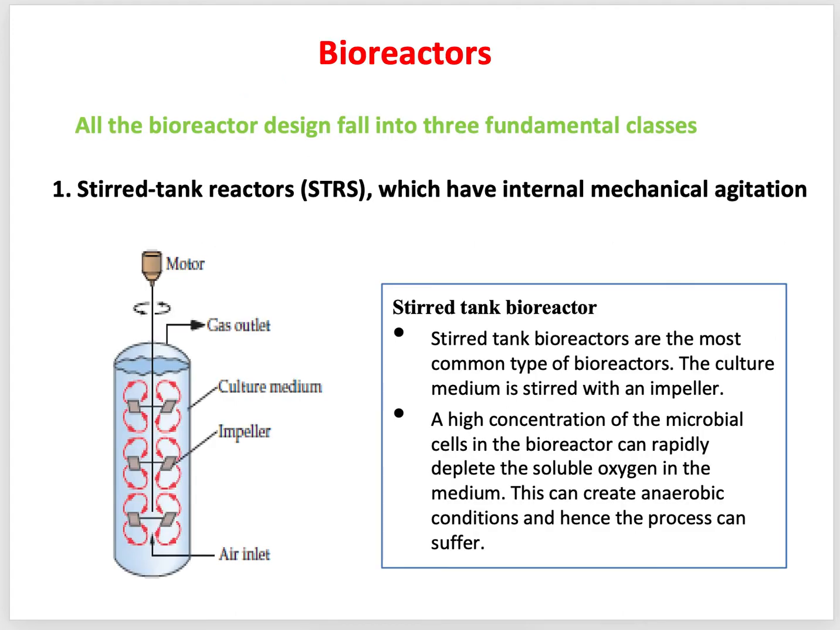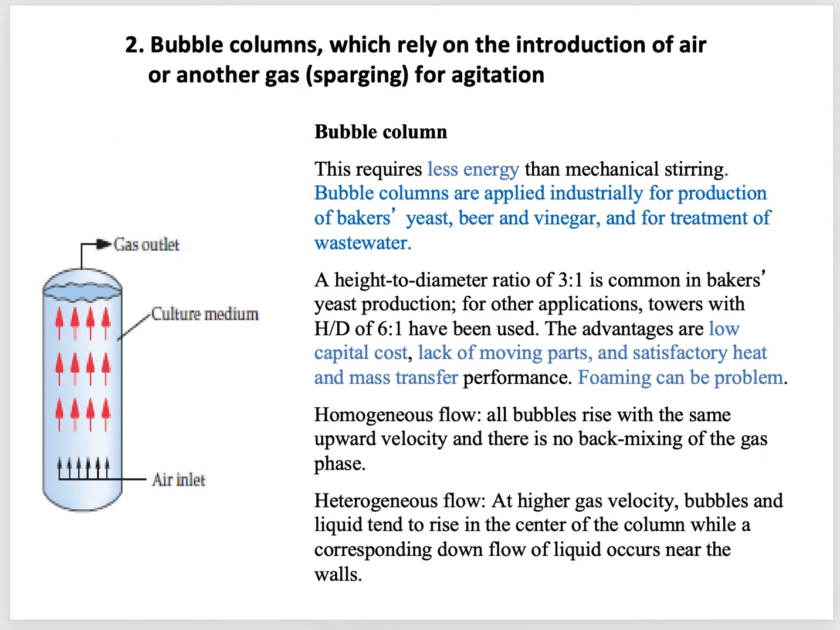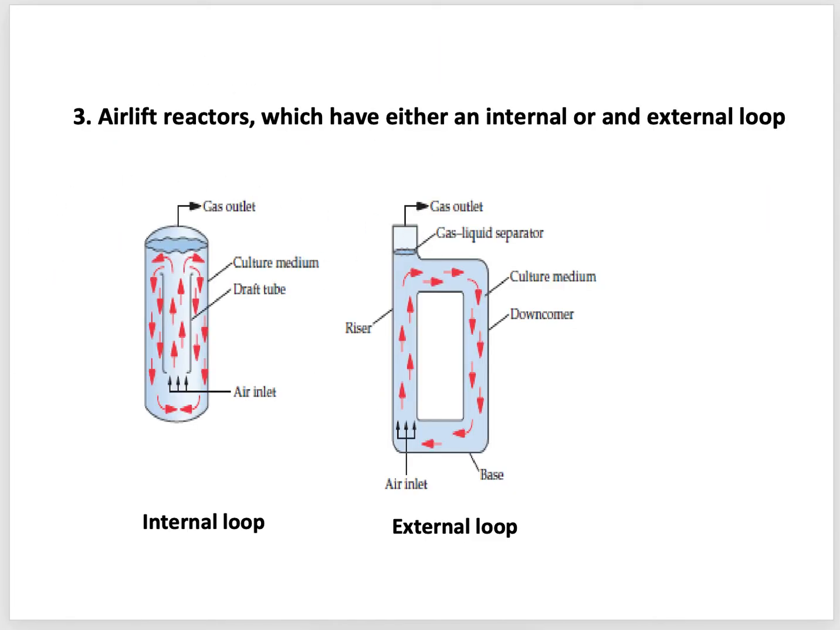Now, we will learn about some different types of fermenters. Based on the design, all the bioreactors fall into three fundamental classes. Fermenters are also called bioreactors, same thing. The three classes are stirred tank bioreactors, bubble column bioreactors, and airlift bioreactors.